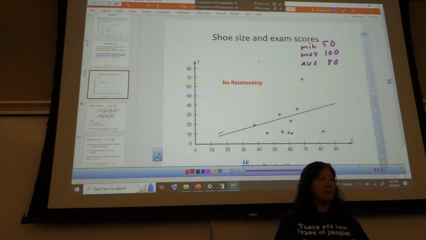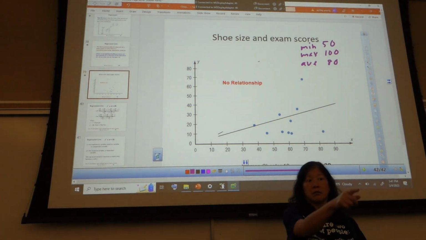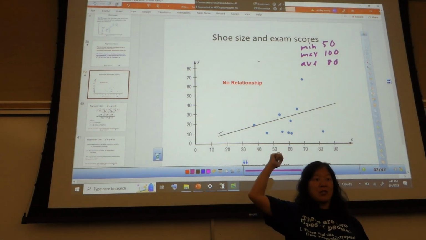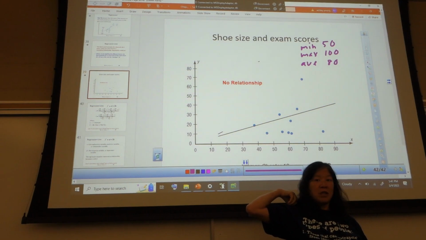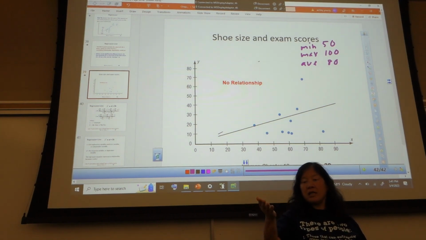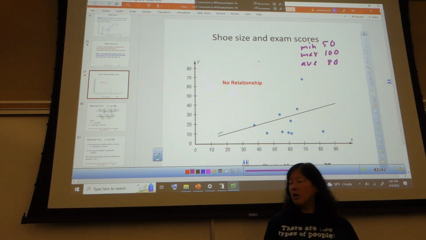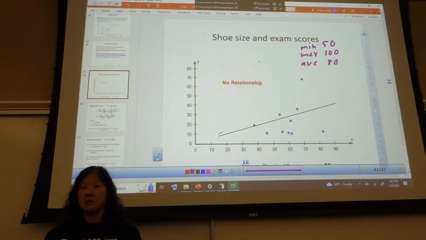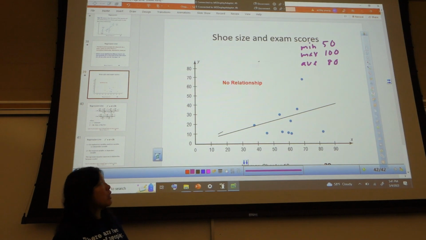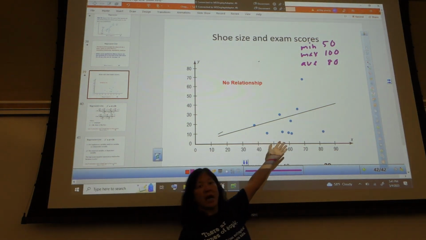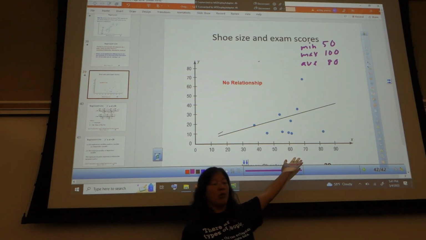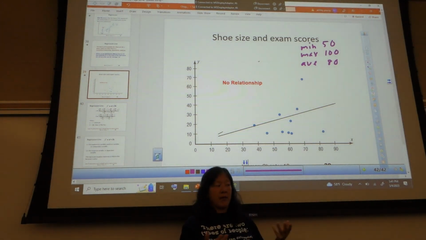You don't know? Well, what's your best guess? 80, the average. The average, exactly. Does that make sense for folks? Yeah, that's the best point estimate. The average would be your best guess. So if I'm trying to guess what their exam score would be, my best guess is the average. So my best guess for y is y bar. y bar is the average y.